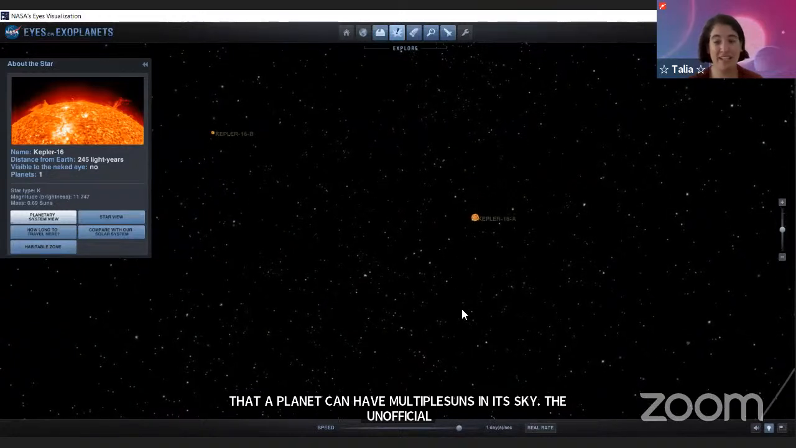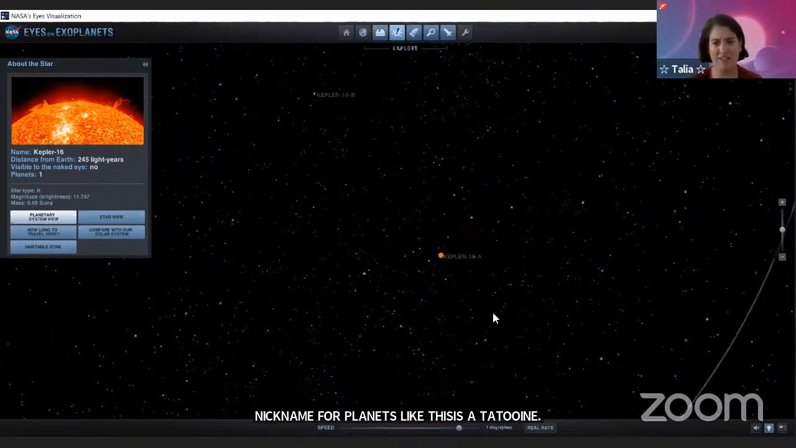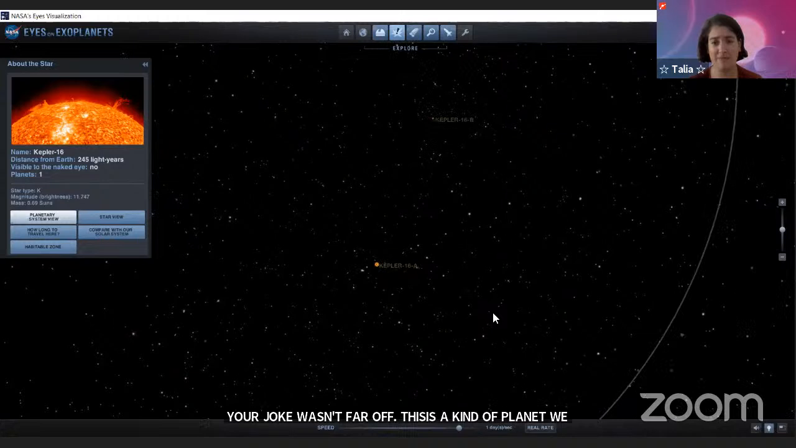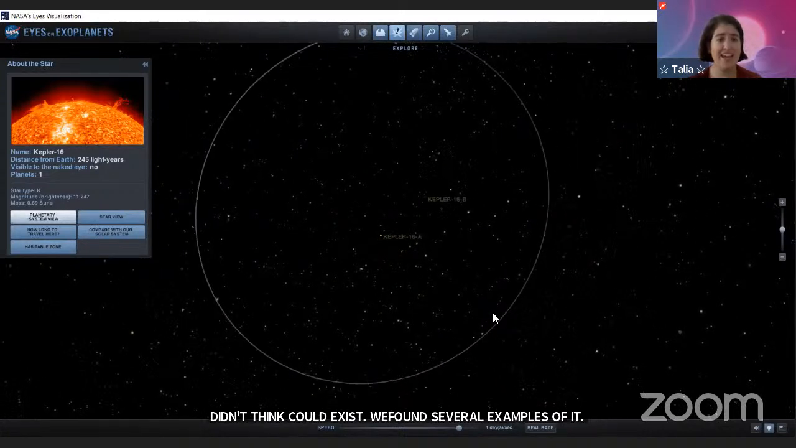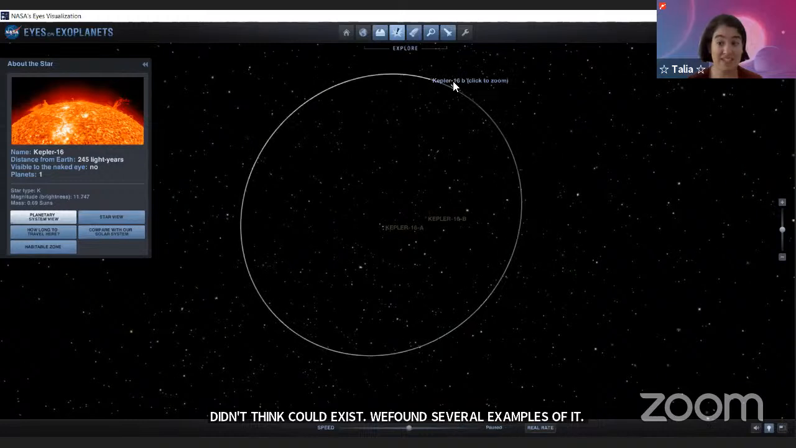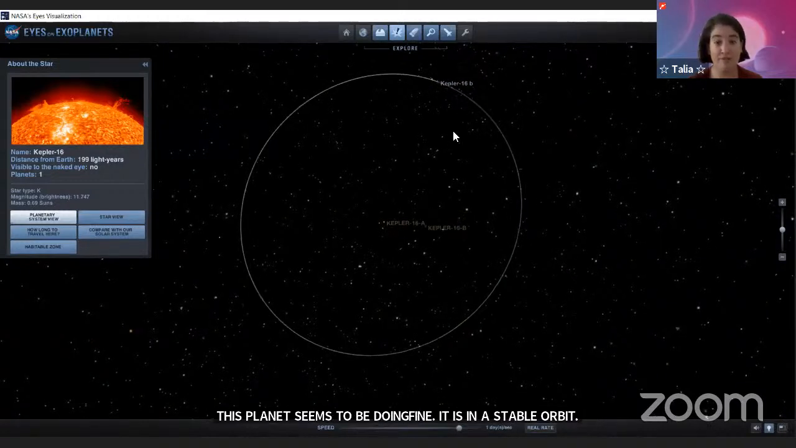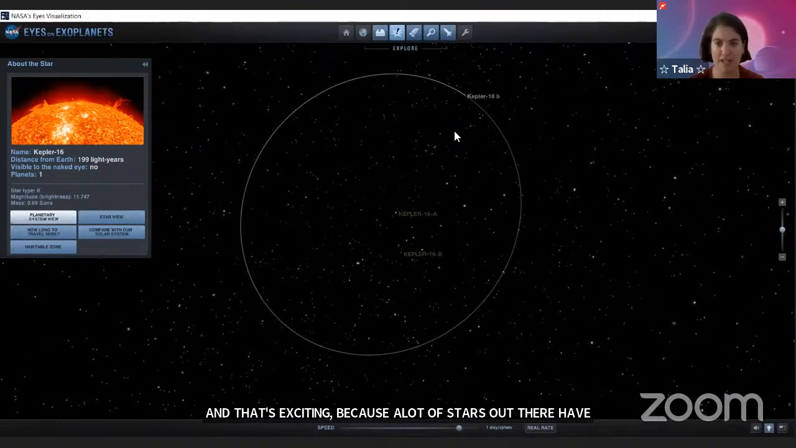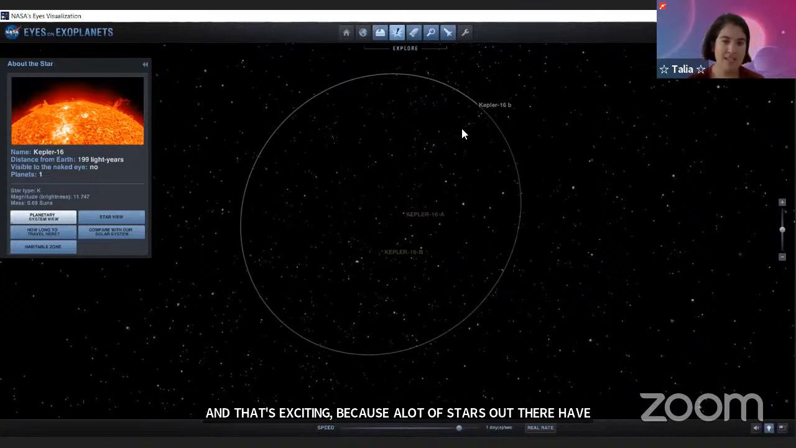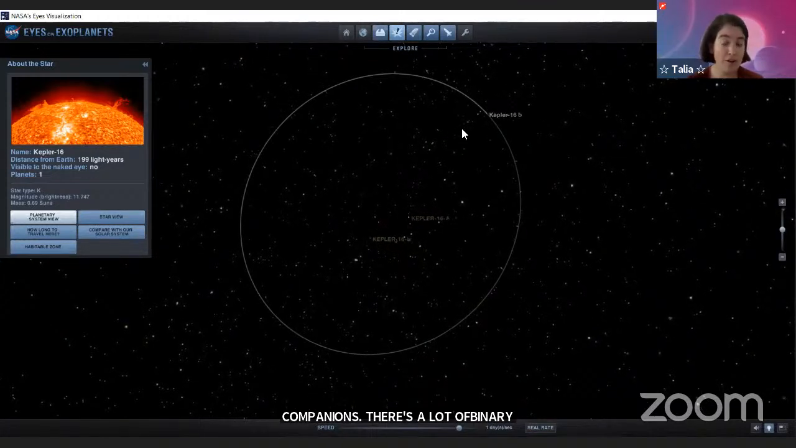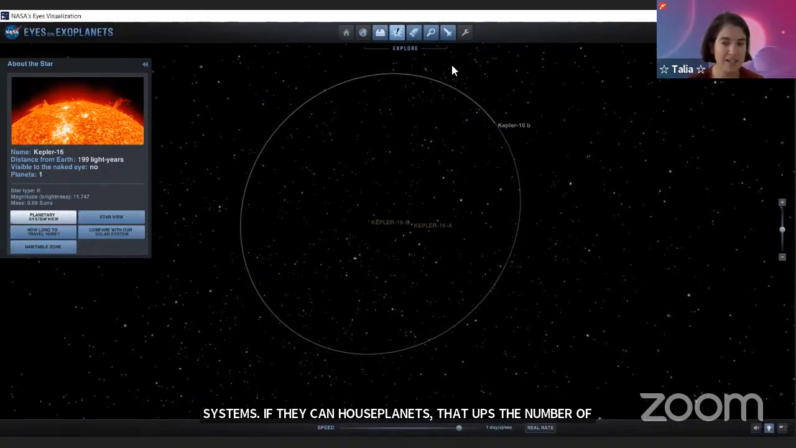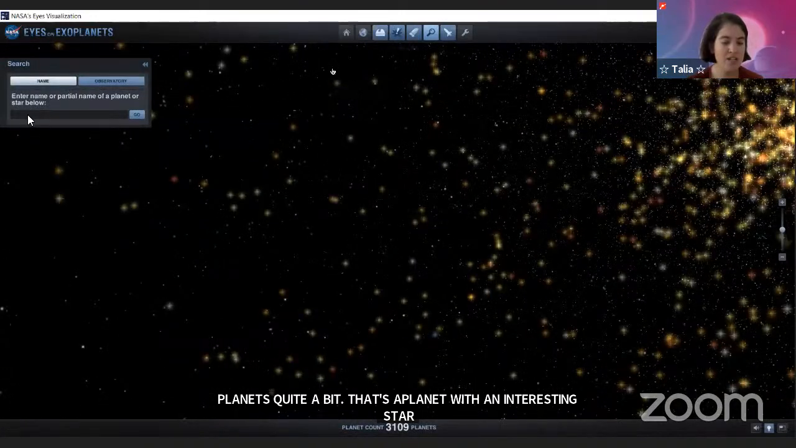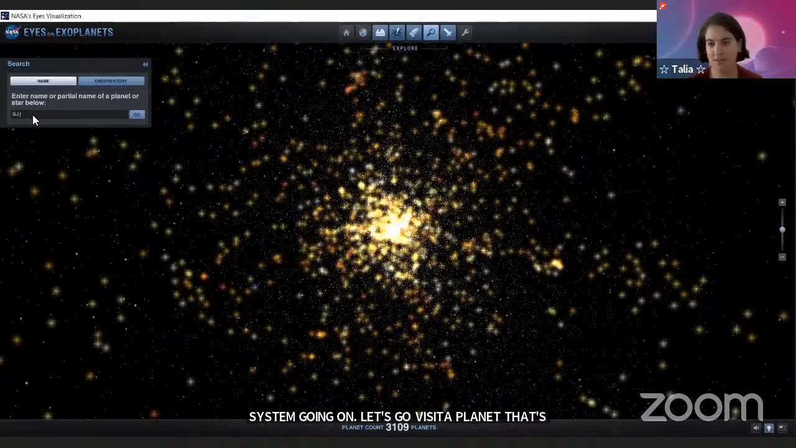So this was the kind of planet that we didn't think could exist. And we've found, like I said, several examples of it at this point. This planet seems to be doing fine, so it is in fact in a stable orbit. And that's exciting because a lot of stars out there have companions. There's a lot of binary systems. And if they can house planets, that ups the number of planets quite a bit. So that's a planet with an interesting star system going on. Let's go visit a planet that is interesting on its own for different reasons. Katie, can you take us to GJ 504?